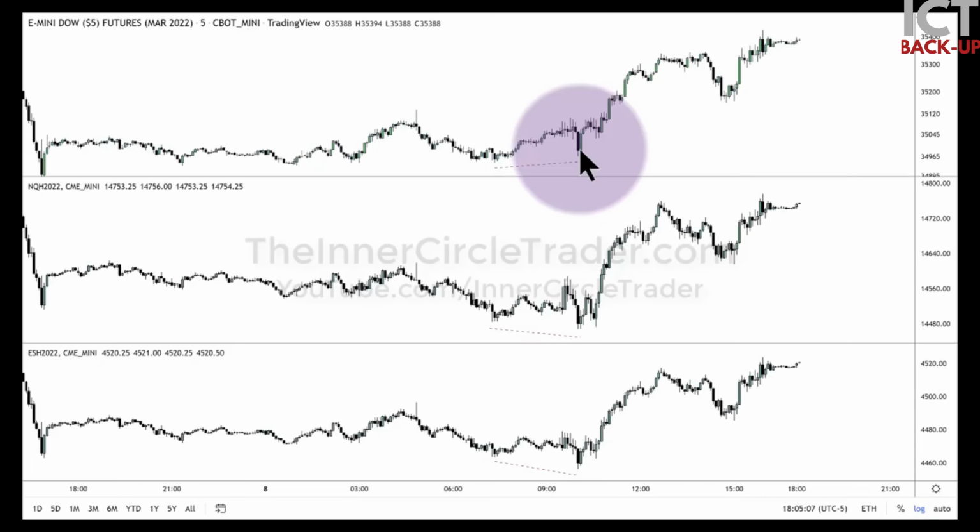I'm not going to teach their pattern. Go buy their book and support the authors. But the idea is I'm looking for runs above old highs to set up a short position if I have the opposite of this condition here, where maybe the Dow didn't make a higher high, where the S&P and NASDAQ did make a higher high.